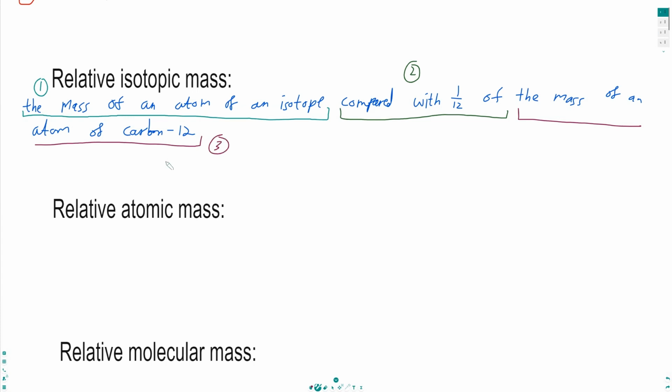So these are easy 3-mark questions to do. Define relative isotopic mass. The mass of an atom of an isotope, 1 mark, compared with 1/12 of, second mark, the mass of an atom of carbon 12, third mark. 1, 2, 3, full marks.